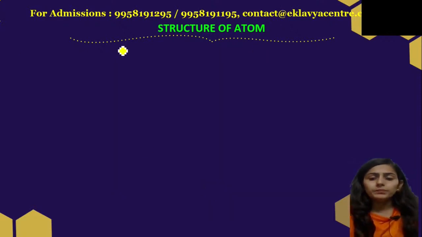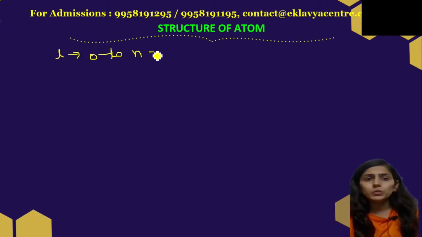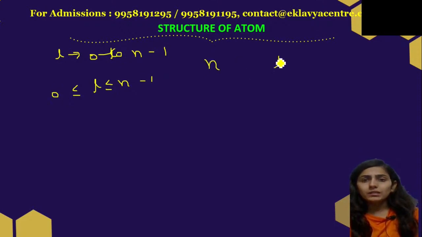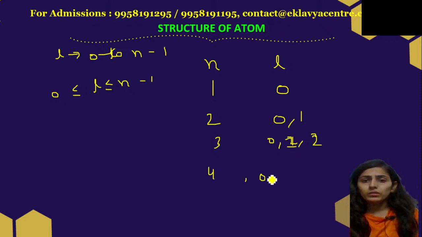Next we have the azimuthal quantum number, L. What is L? The value of L is 0 to n minus 1, in other words n minus 1 down to 0. Suppose n is 1, L is 0. If n is 2, L is 0 to n minus 1, so 0, 1. For n is 3, 0, 1, 2. For n is 4, 0, 1, 2, 3.